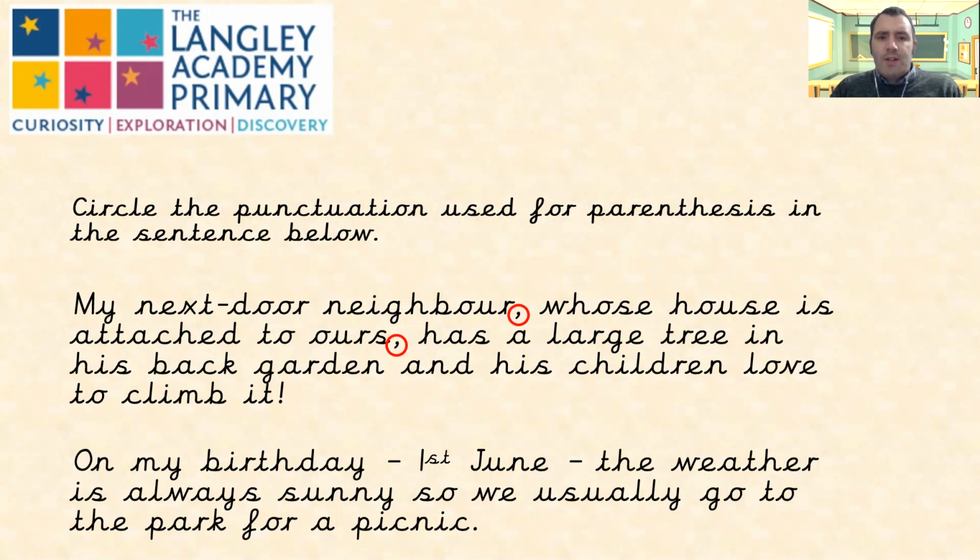Here in this sentence, the two commas. My next door neighbour, whose house is attached to ours, has a large tree in his back garden and his children love to climb it. So we've got the commas either side of that, whose house is attached to ours. Second sentence, on my birthday, 1st of June, we've used dashes. The weather is always sunny, so we usually go to the park for a picnic.